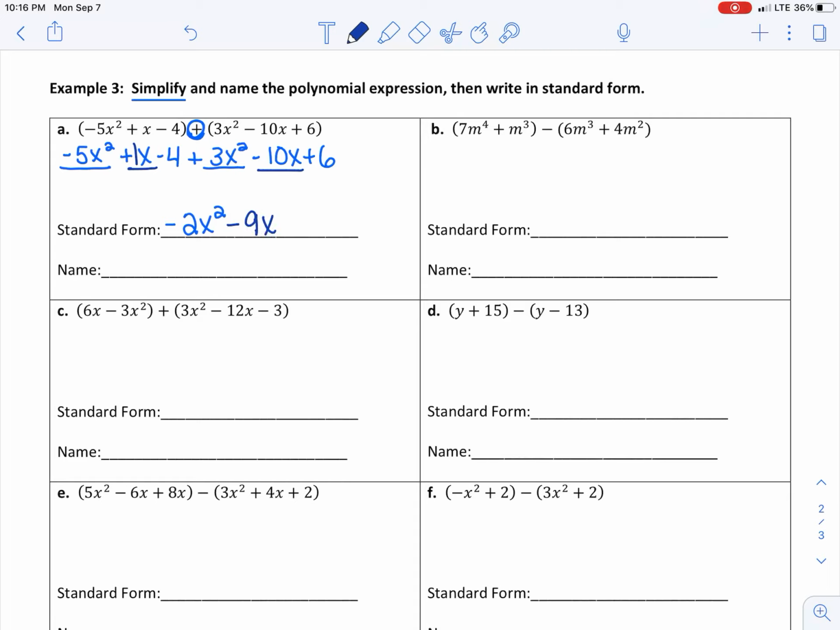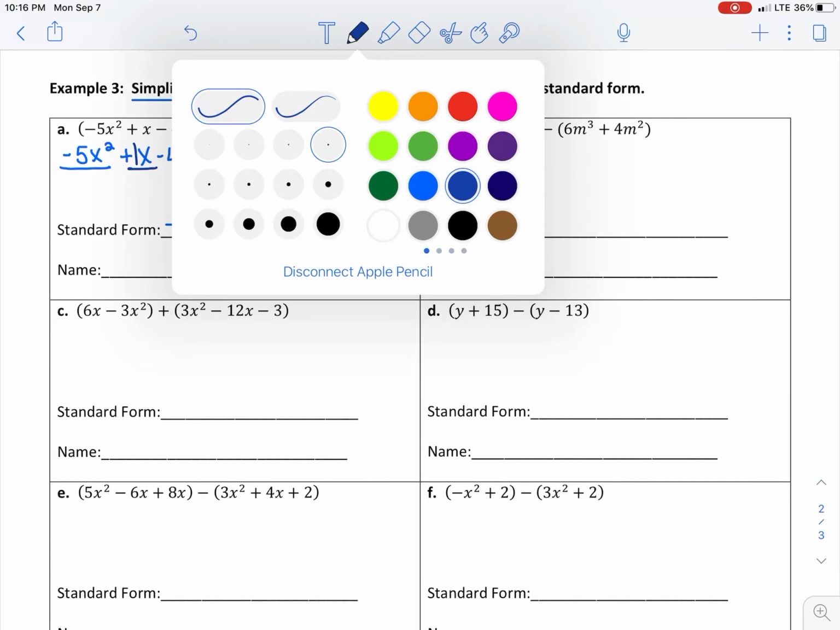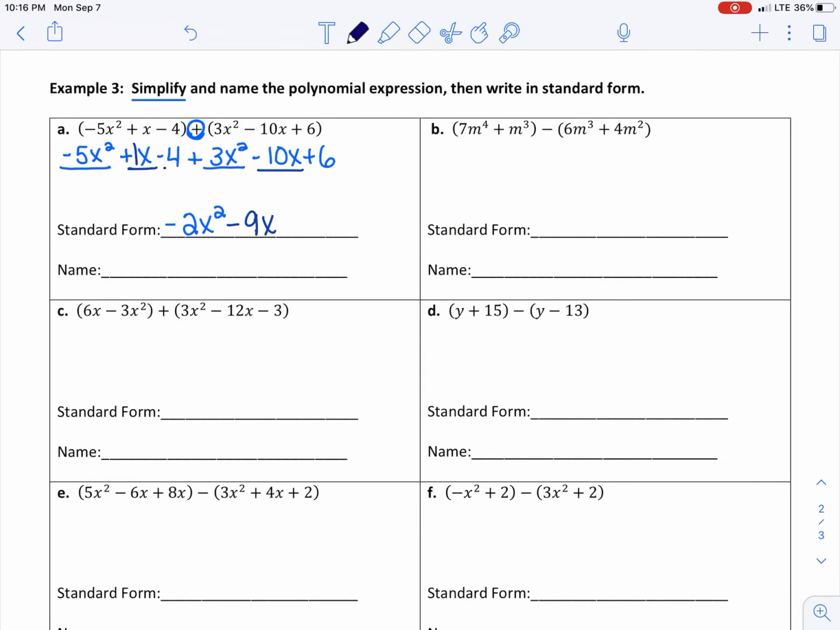Okay, and the last thing that we need to look at is our constants. We have a negative 4 and we have a positive 6. If we combine those, negative 4 plus 6 gives me a positive 2. In looking at this expression, our highest exponent is 2, so that would make this a quadratic. And then we have 3 terms, so it would be a quadratic trinomial.